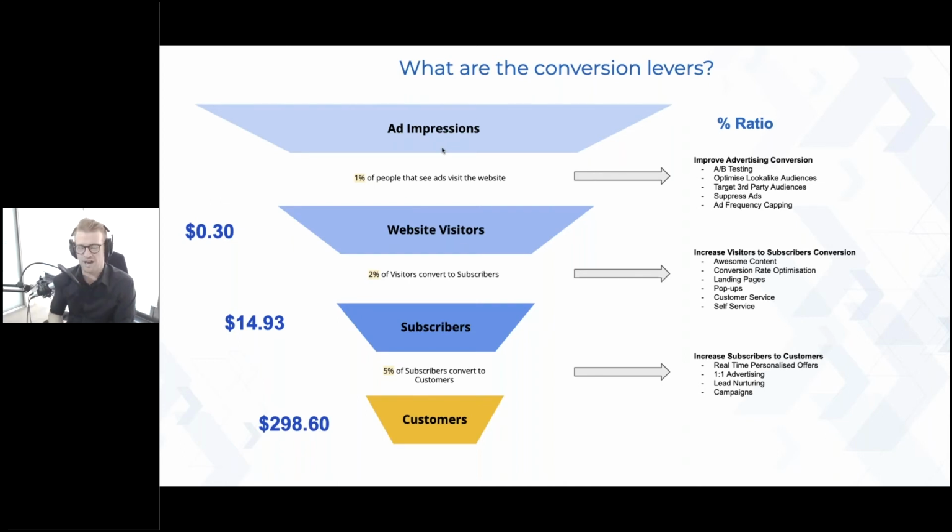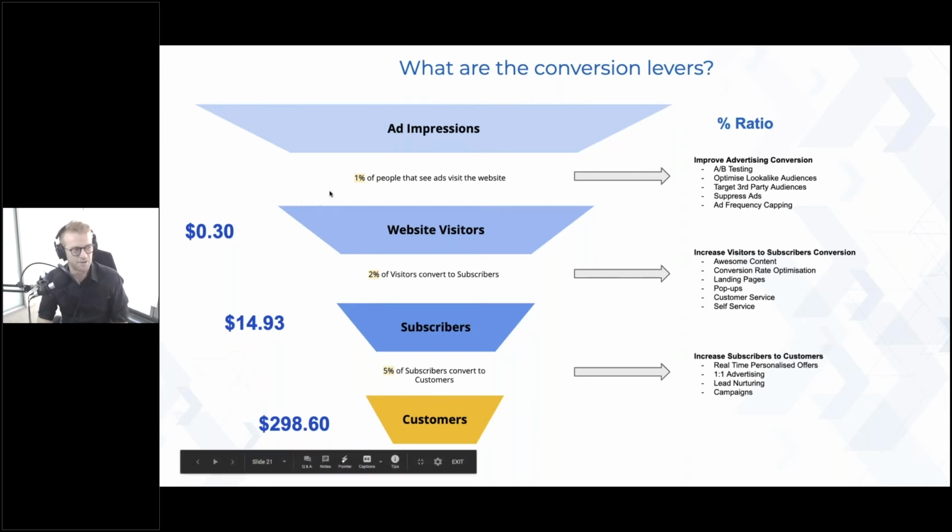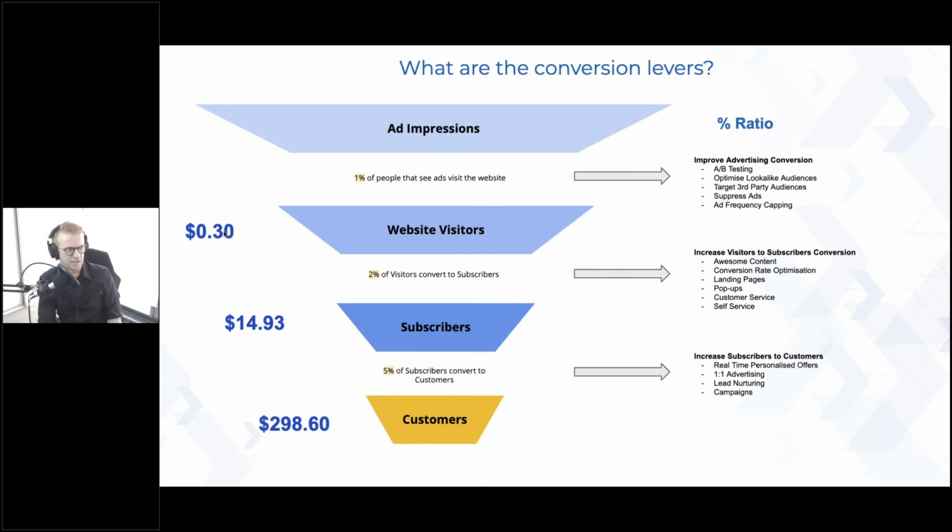And you've also got ad impressions. So you could also say, what if 1% of people that see my ads visited my website, and then 2% of those people became subscribers, 5% of those people became customers. So that values your ad. That would be 1% of 30 cents, which is, I think, 0.3 cents. So that's the key, is to understand this different funnel and what are those conversions between them.